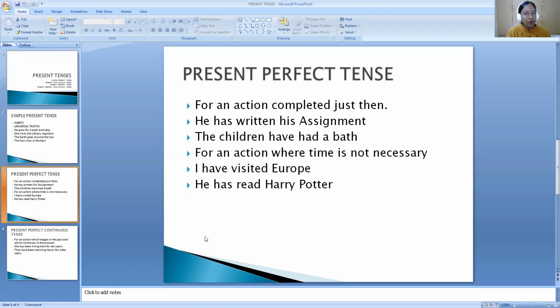It is different from the past tense in a very slight manner. That is, past tense is used for an action which happened in the past. But present perfect tense you can use only for an action which has just now been completed, or for an action where time does not matter at all, where time is immaterial.